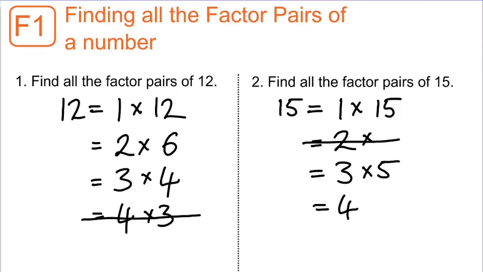Write down 4. Does 4 divide exactly into 15? No, it doesn't. Write down 5. Does 5 divide exactly into 15? Yeah, 3 times. But we notice we're repeating ourselves again. We've got a 5 here, and a 5 here, and a 3 here, and a 3 here. So we've repeated the same pair again, so we don't need this pair. And in general, when you start repeating yourself, you know it's safe to stop and you've got all the pairs. So here I've got 15 equals 1 times 15 and 3 times 5.